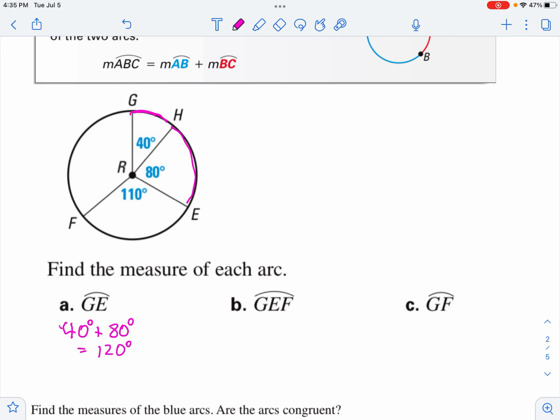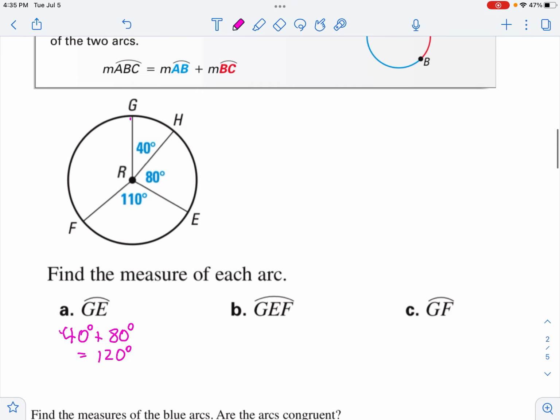Now let's look at GEF. So GEF, well, that's going to be just like the others. We're going to add 40 to 80, but now we add 110 to it. So we've got 120 plus 110, and that's going to be 230. So we've got 230 degrees. Okay, that's the measure of that arc.